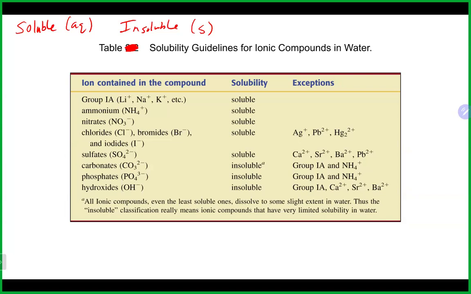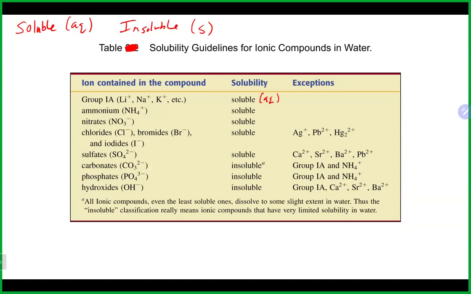Anybody in group 1 on the periodic table: lithium, sodium, potassium, etc. If you see an ionic compound formula and you have a group 1 element in there, that's pretty much as far as you need to look. You don't need to look any further. It will always be soluble. And that means these will get the aqueous symbol next to them. What that essentially means is the ions are basically floating around freely in that solution.